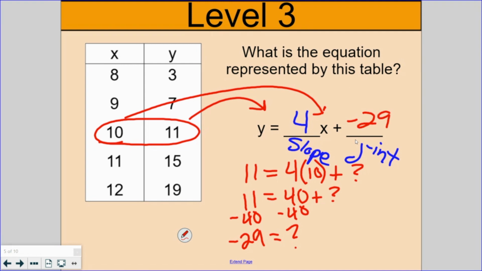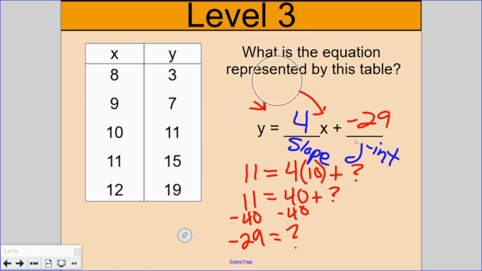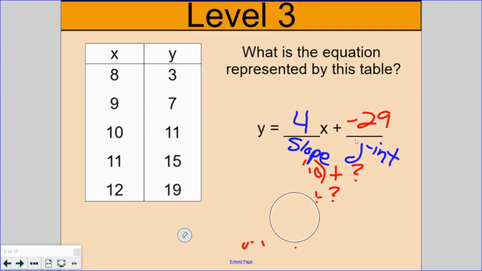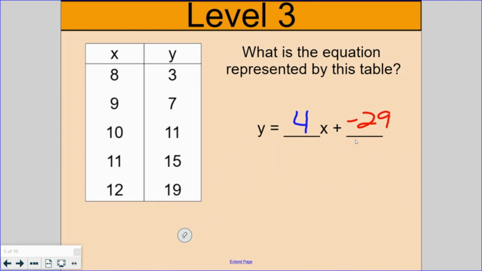How do we know? How do we check to make sure that's right? All right, I'm going to clean this up a bit so we can check here, and we will go through and check. Let's pick a different point, not the one that we used. Let's try 8 and 3. We're going to plug that in over here and see if this makes a true statement.